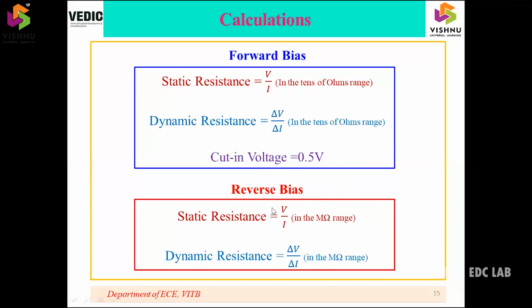In a similar fashion, we can calculate the static and dynamic resistances for reverse biased diode. Identify one point called operating point on the reverse characteristics. The corresponding voltage and corresponding current give the static resistance. Identify two more points close to each other. The change in voltage and the change in current give the dynamic resistance. And this dynamic resistance is in the mega ohms range.